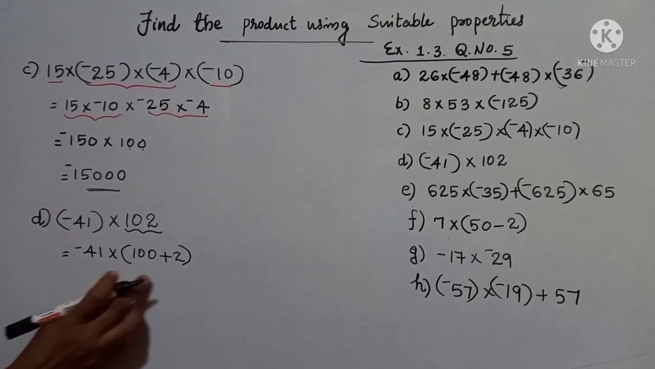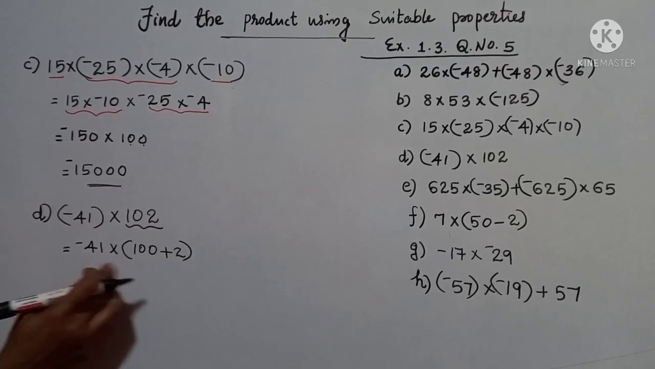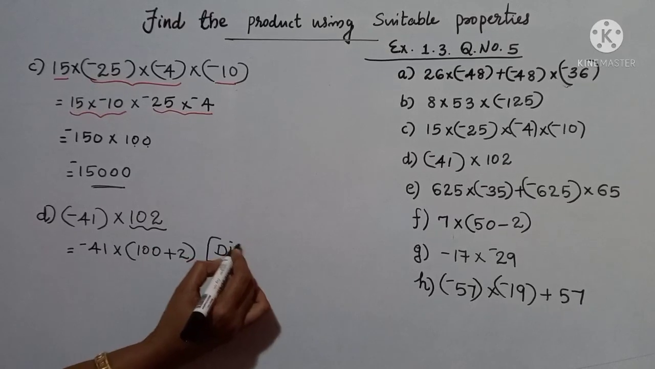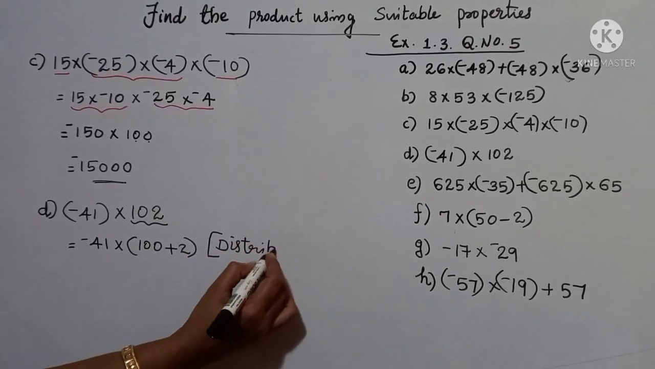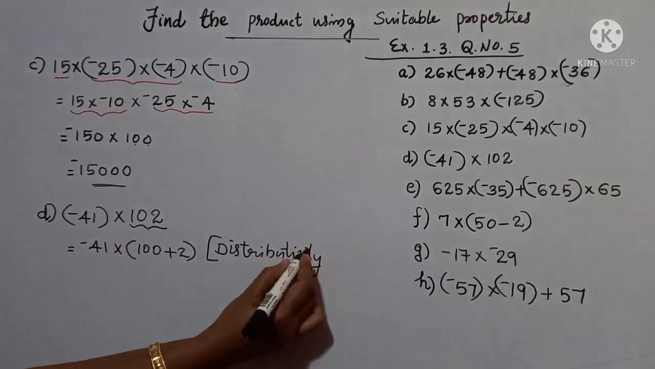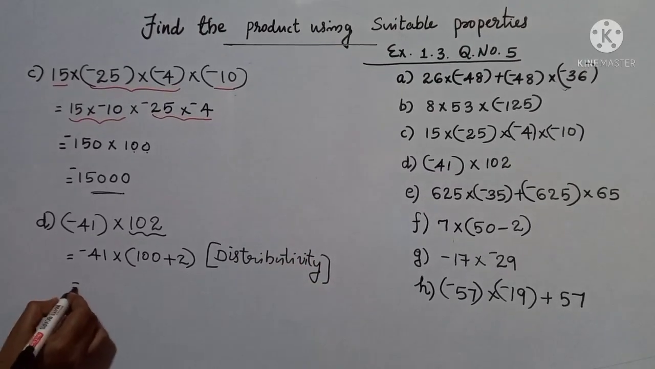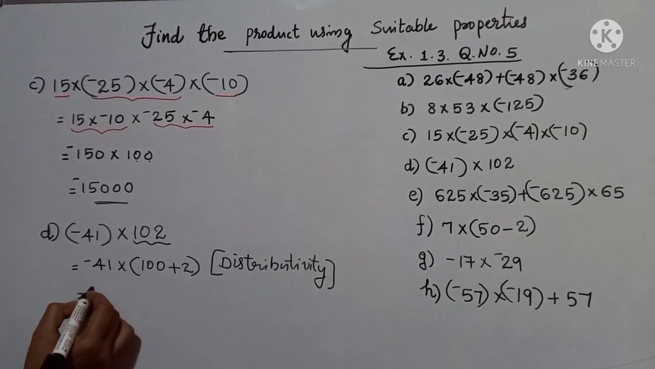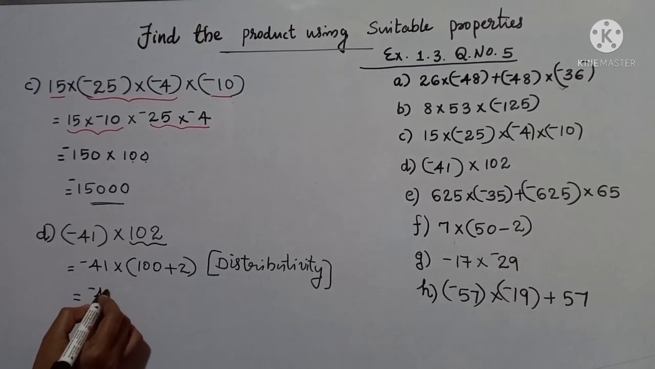Then we have used that bracket. It is of the form a into b plus c. We have applied distributivity, or the distributive property of multiplication over addition. Then that is equal to, look here, minus 41 into 100. Minus 41 into 100 is minus 41.